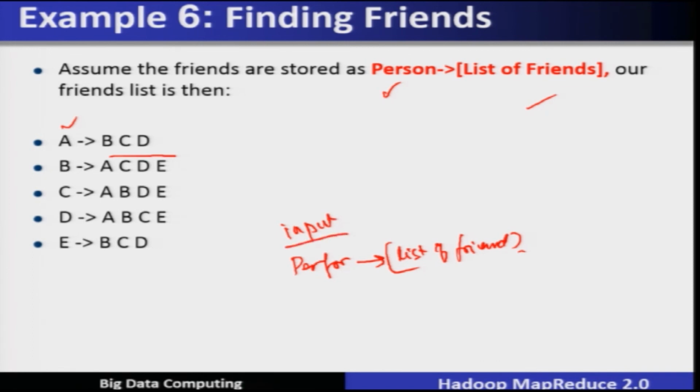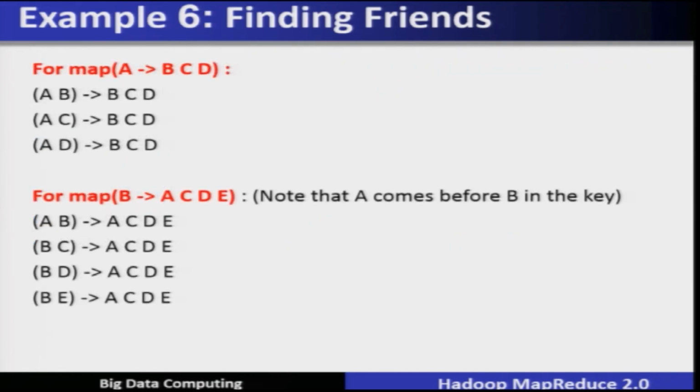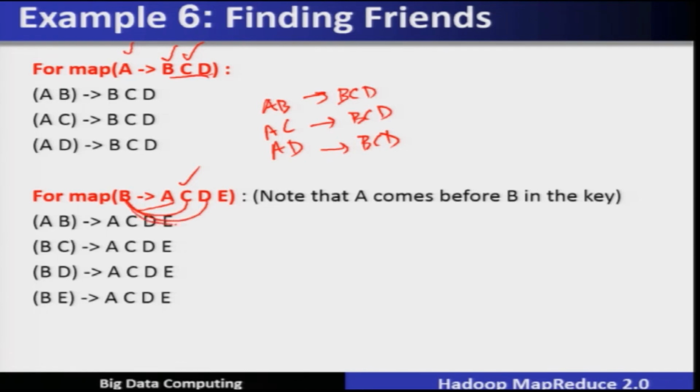Now we will see how to find the common friends. For the map function, if person A and the list of friends is given, we are going to generate the tuples A B, then A C, then A D, and we will output the same list, that is B C D, for each. Similarly, for B we have B A, then B C, then B D and B E, and all these tuples will be generated in the form of key value pairs by the map function.